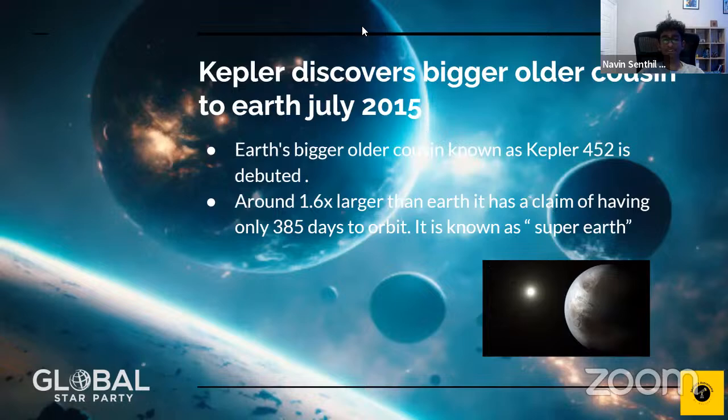And Kepler again, after that, discovers Earth's bigger, older cousin in July of 2015. Earth's bigger, older cousin is known as Kepler 452, and it made its debut to us. The size of this planet is around 1.6 times larger than the Earth. And it has an orbit of only 385 days, which is similar to the 365 days that Earth takes to orbit the sun. But its nickname is Super Earth because it's the bigger, older, gigantic cousin of Earth.